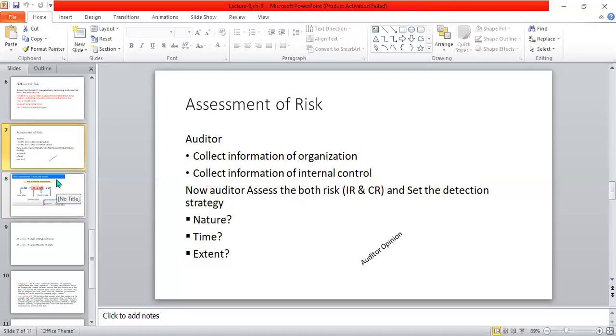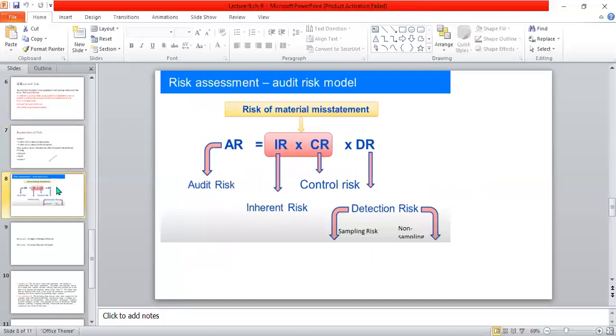Now we have to look at the risk assessment model or equation.